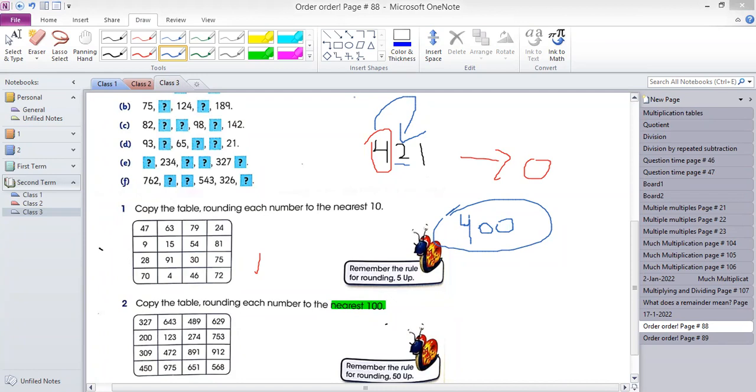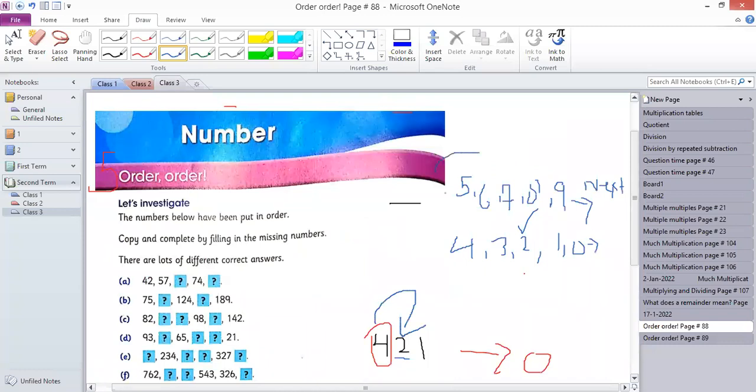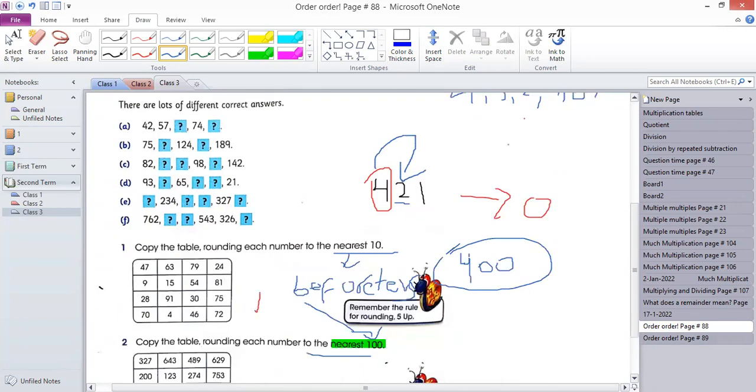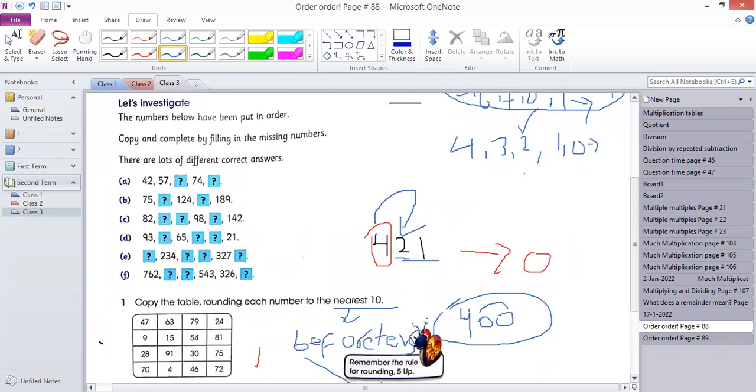Guys, this is very simple. Read the question. Nearest 10 means you will check the number before 10, before the tens. Nearest 100, you will check the number which is before 100. And the criteria is the same. If the numbers are 5, 6, 7, 8, 9, then you will change the number of the hundreds. If the numbers are less than 5, 4, 3, 2, 1, 0, then you will not change the number. When you are rounding to the nearest 100, whatever the numbers are before 100 will become 0, like 400. And when you are rounding to the nearest 10, the number before 10 will become 0. Is it clear, guys?